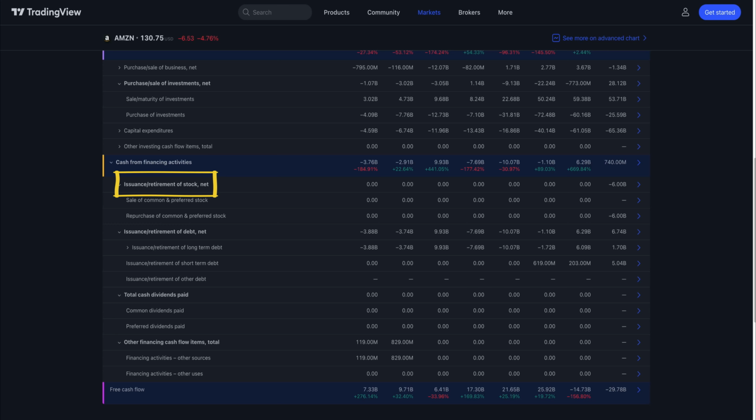The way this is calculated is the following. We take the cash from operating activities, which is 46.33 billion, and we subtract the capital expenditure, 61.05 billion in Amazon's statement. The number we get is a negative 14.73 billion.